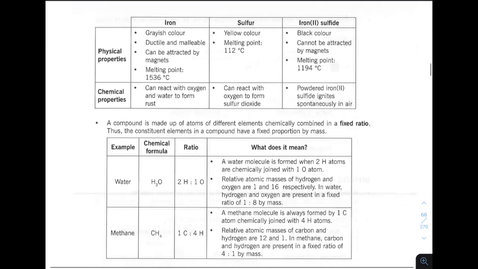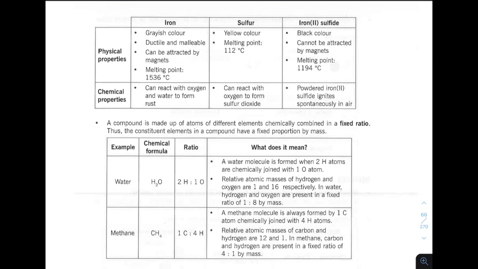So a compound, in that sense, these are the physical and chemical properties of the individual elements, and a compound is made up of atoms of different elements that are chemically combined in a fixed ratio. So the constituent elements in a compound will have a fixed proportion by mass, which is annotated here. So what does it mean? Water is formed when you have two hydrogen atoms chemically joined with one oxygen atom, and the ratio will always be 2:1.